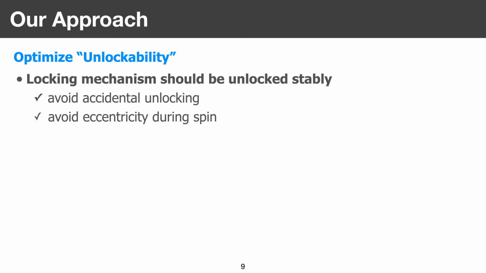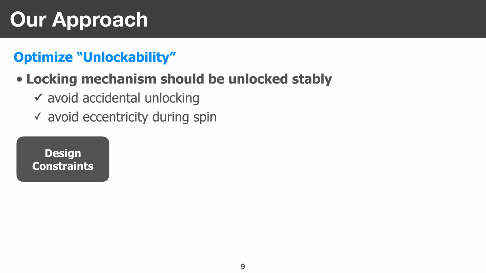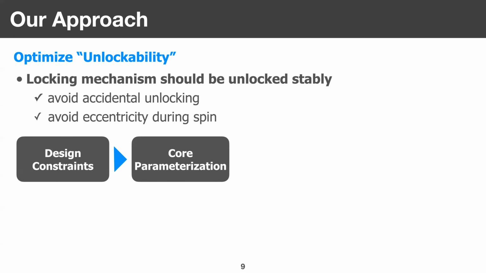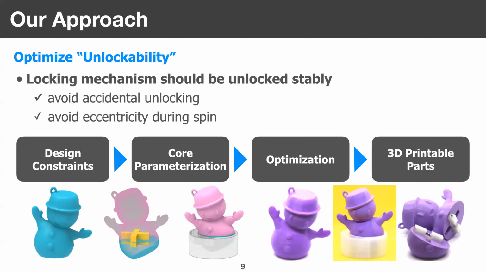From observations of the traditional centrifugal puzzles, we first consider several design constraints. Also, we parameterize the core mechanism of the centrifugal puzzle. Based on the design constraints, we embed the core into a given 3D model and optimize the core design.